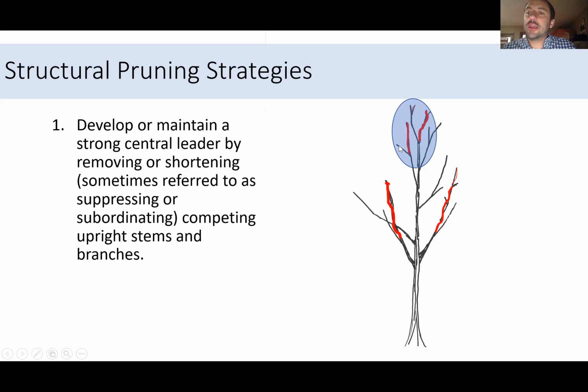Sure. So the cut that my mouse is over here is not a heading cut because it came back to a branch, right? If I'd made it just in the middle, it would have been a heading cut, and thus had a lot more potential to release all the lateral buds. Does that make sense? Hopefully. Yeah, that's pretty much what I said as well.